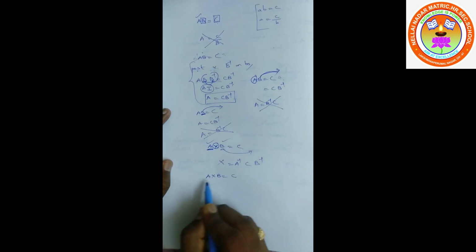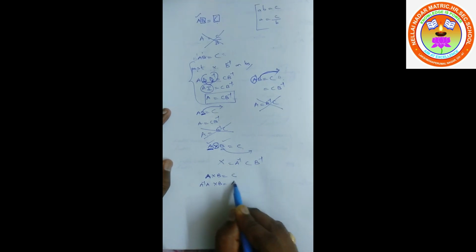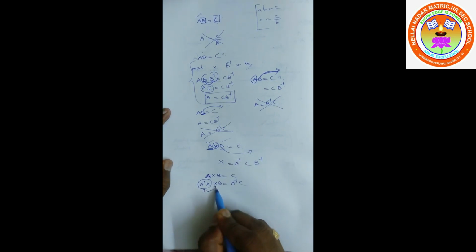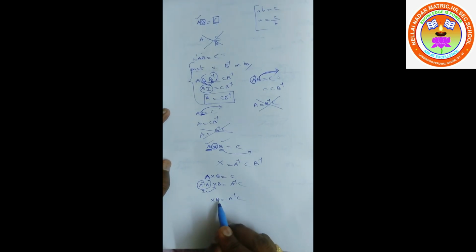Because AXB is equal to C, I need to pre-multiply by A inverse. So A inverse A X B equals A inverse C. A inverse A is nothing but I, and I into X is nothing but X. So X B is equal to A inverse C.